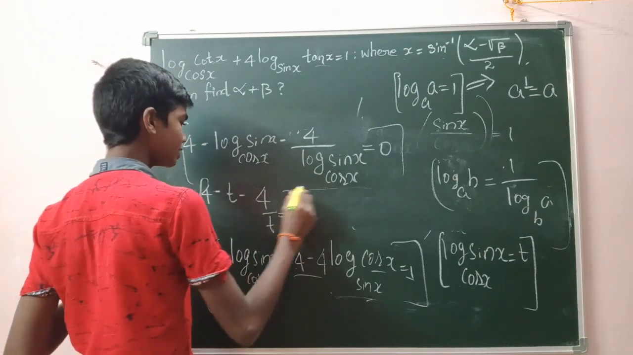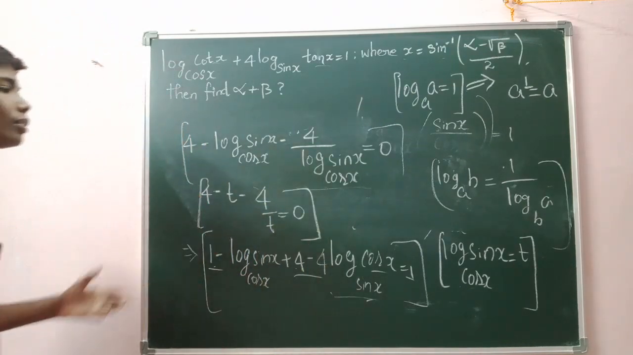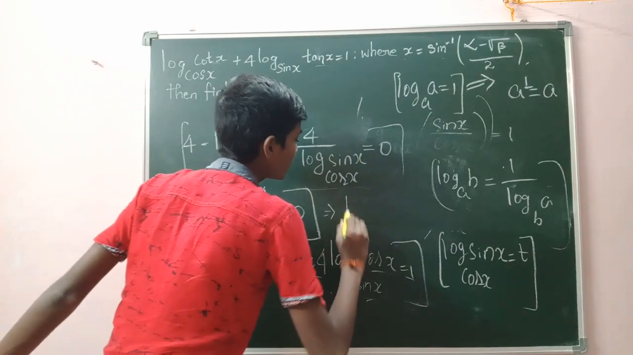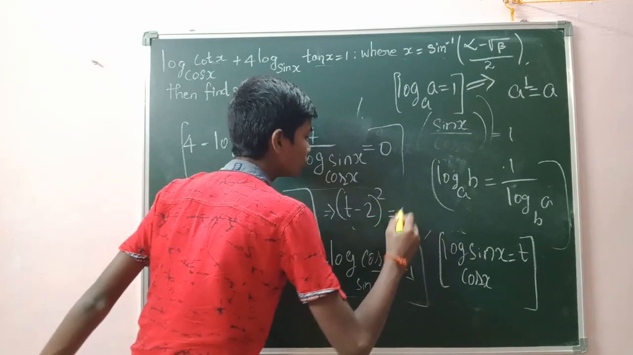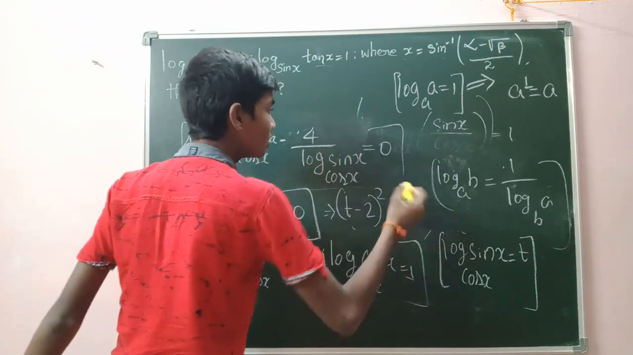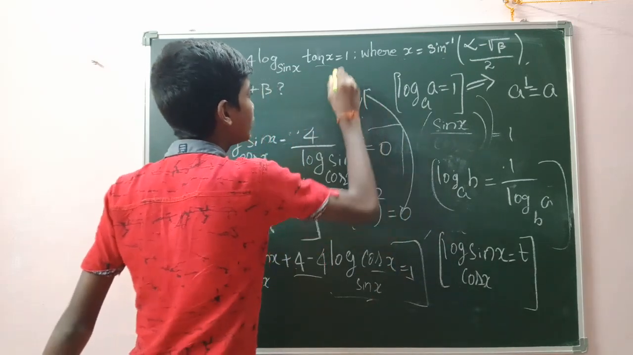So this is what is left out. Just solve it out. Therefore you get t minus 2 into t minus 2. This t minus 2 whole square is equal to 0, which implies that your t is equal to 2.